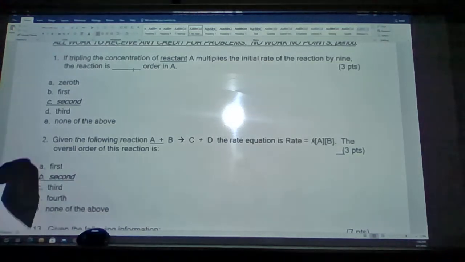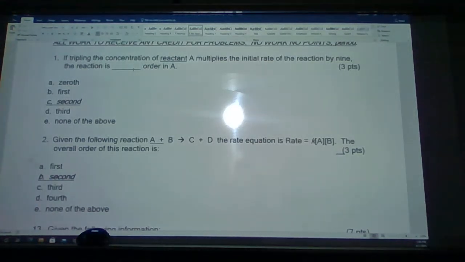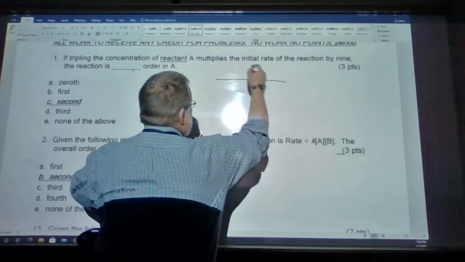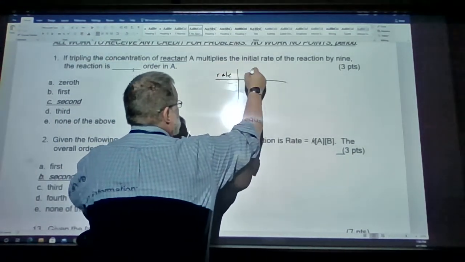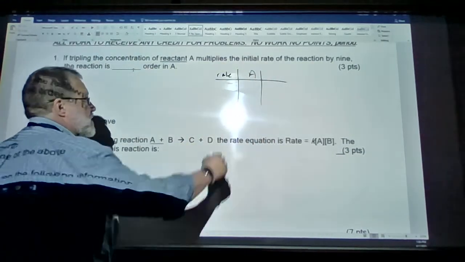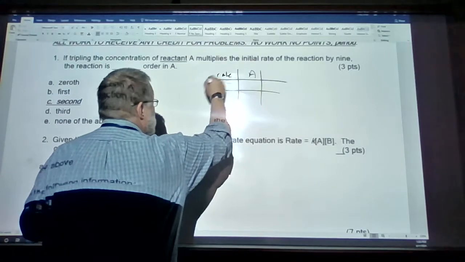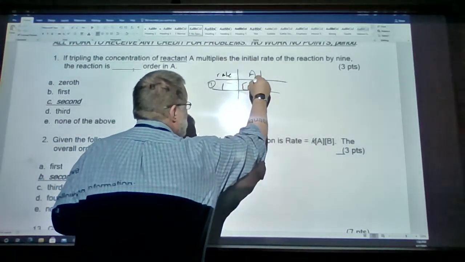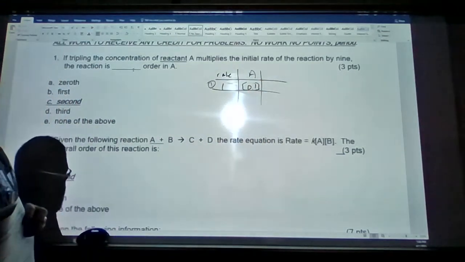First problem I'd like to cover is problem number 1. If tripling the concentration of a reactant A multiplies the initial rate of the reaction by 9, the reaction is what order in A? So if we're doing an experiment where we have the rate of the reaction and the concentration of A, let's say in this first set of conditions, the rate is 1. The concentration of A is 0.1.